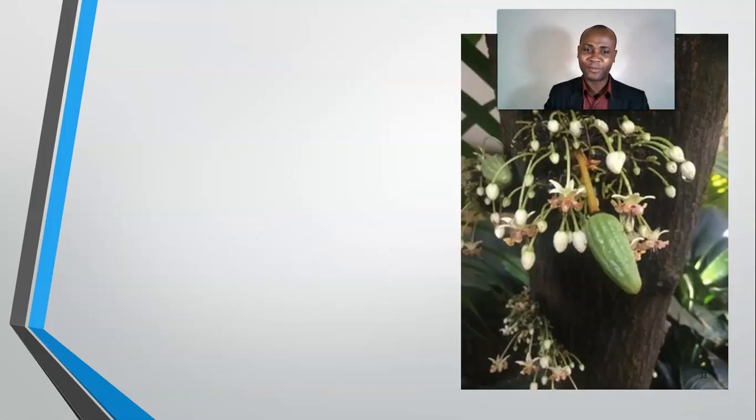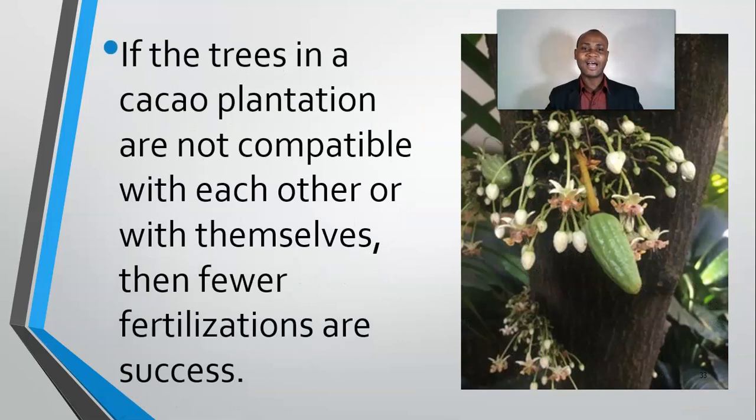Yeah, by following these things we are teaching. So if the trees in a cacao plantation are not compatible with each other or with themselves, then fewer fertilizations will be a success. Okay, so this is another example.